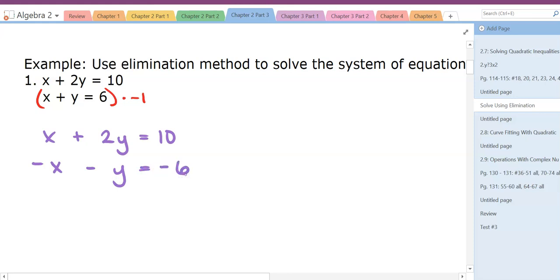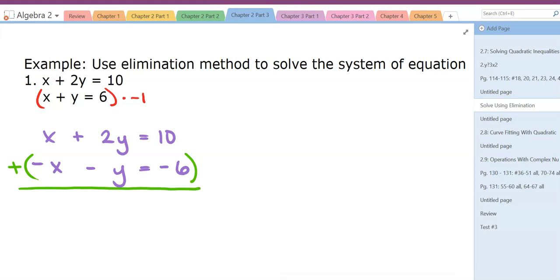So now what I'm going to do is add these equations together. So I'm going to put kind of parentheses around this. Otherwise, sometimes the plus minus here can get lost or it can get kind of confusing. So now if I add, my x and my -x are going to cancel each other out. So they're gone. They've eliminated each other. That's the whole reason why I did that.